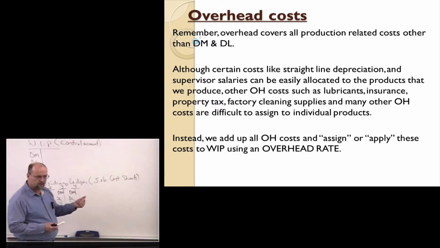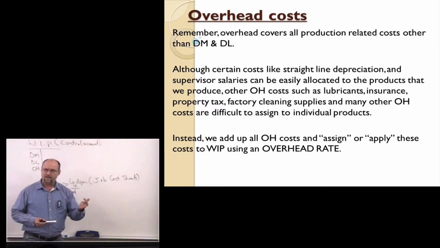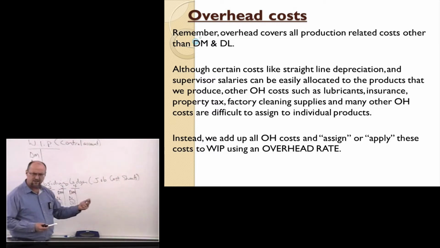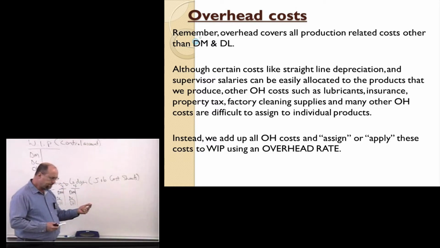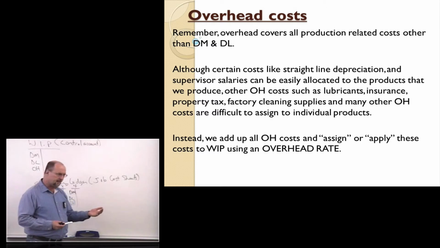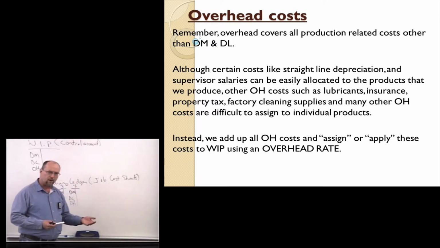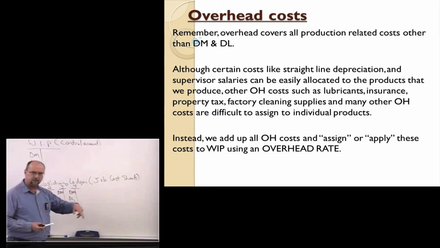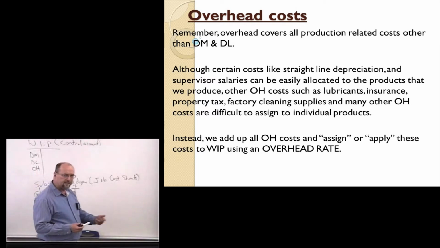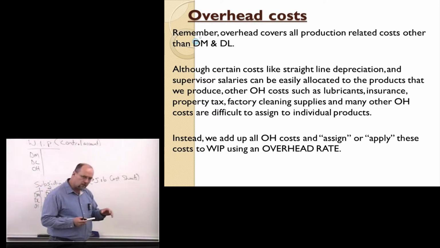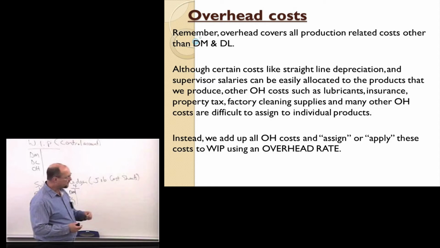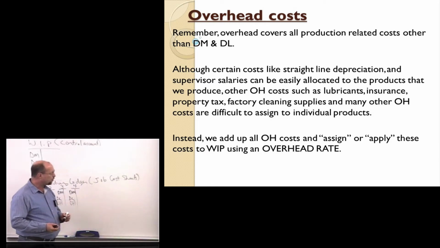We got the depreciation on the factory, on all the equipment in there. We got the rent or the lease. We have utility costs. We have property tax. We have insurance. We have the quality control department. We got purchasing. We got the cleaning crew, the security guard, all the indirect materials. Lubricants, fasteners, etc. So there's a lot of different overhead costs that we have to keep track of.